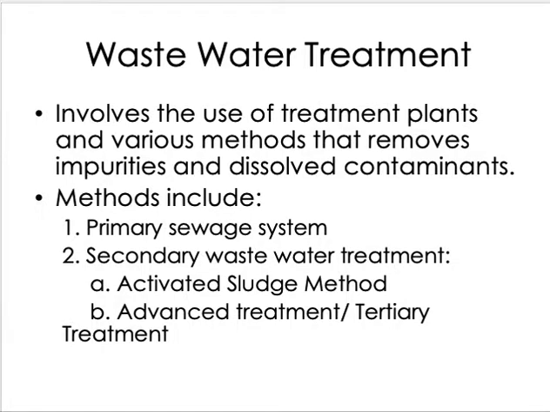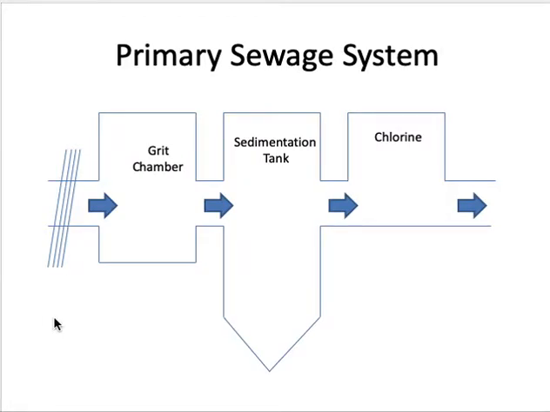So in the primary sewage system, it involves a grit chamber, sedimentation tank, and chlorine. The grit chamber is the removal of heavy, fine materials such as sand and gravel in wastewater. This material is also disposed of in a landfill. Lahat ng nakokolekta in the grit chamber ay dinidispose din.